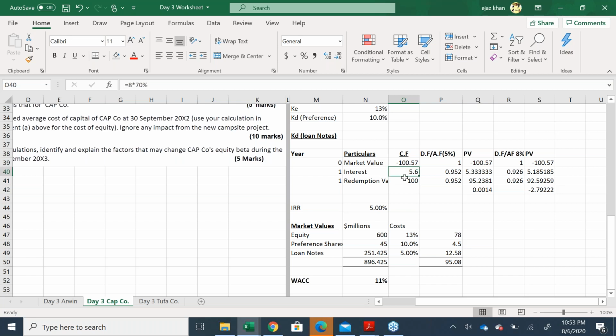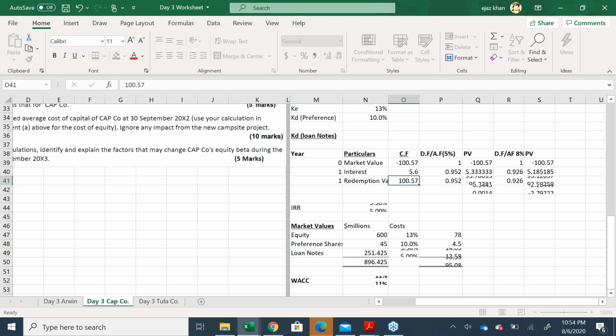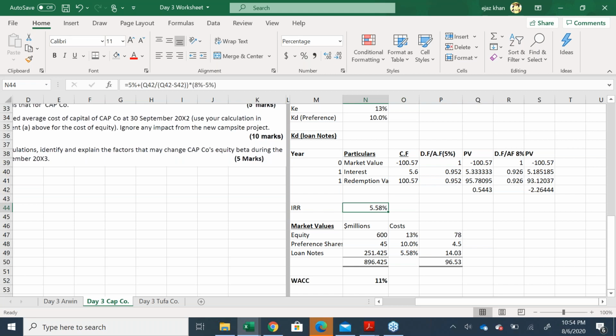Let me show you on the Excel. If redemption value and the market values are same, your cost of debt will be the same, 5.6. Just look at it. 5.6%. Remember, you don't need to calculate. The after tax interest is your cost of debt if redemption value and market values are same. Note this down. It will be a shortcut for you. No need for calculation.